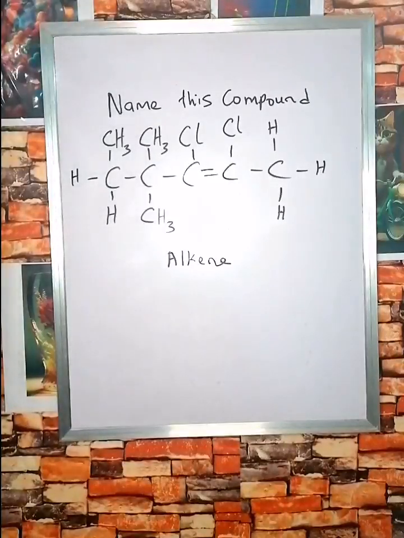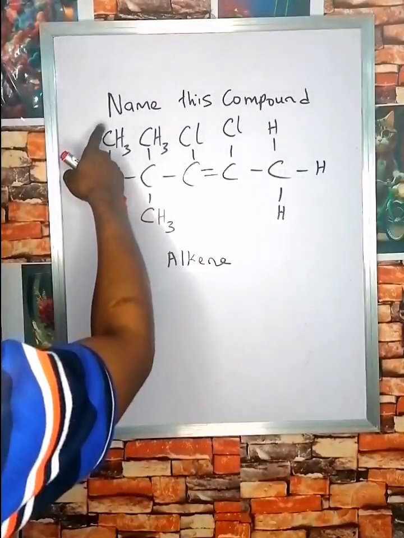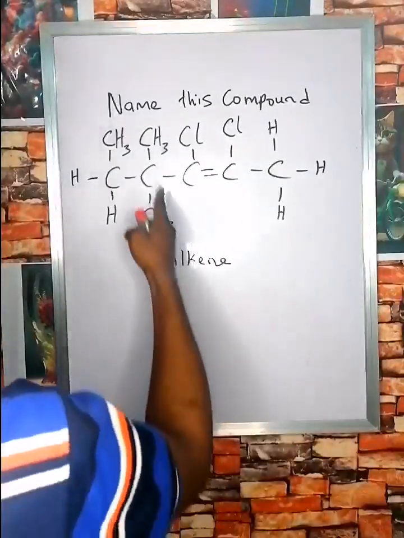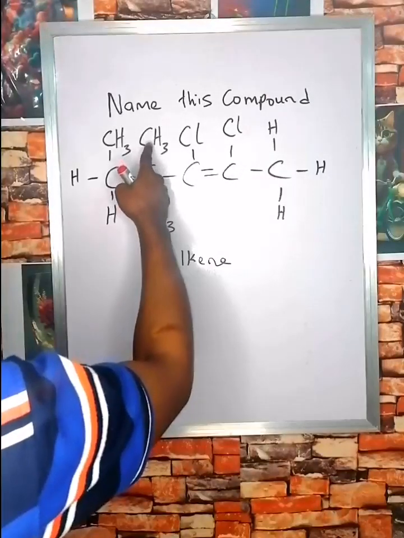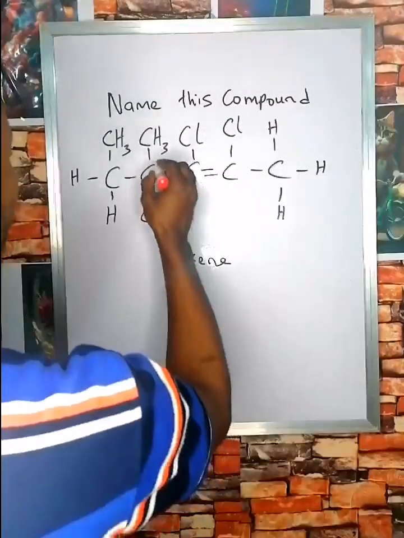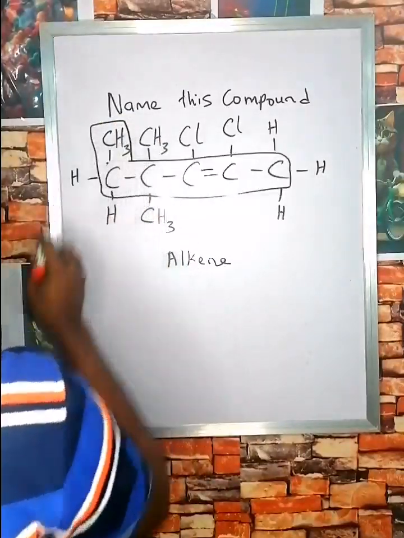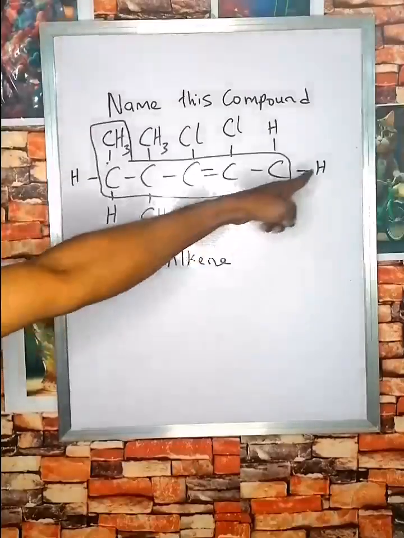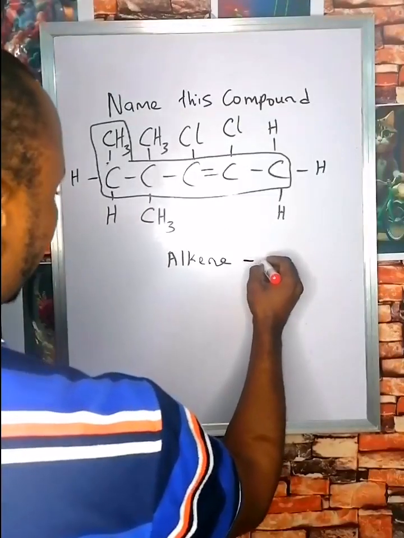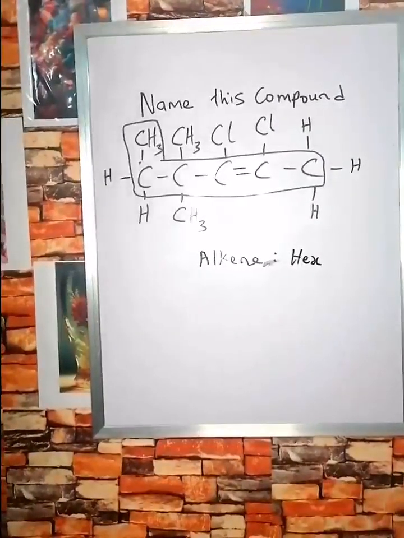So now let's look at it. If you take it from here like this, you can see this is the longest chain. You can also try some other way around if it will work for you. If you follow like this and go like this, you see this is the shortest chain, you see 5. But if you take it like this, it is 5, 6. So this is the longest chain. So you take note that this is the longest chain. So now we have our longest chain, which is what? Hex. So it is hex. So now let's go into naming the compound properly.